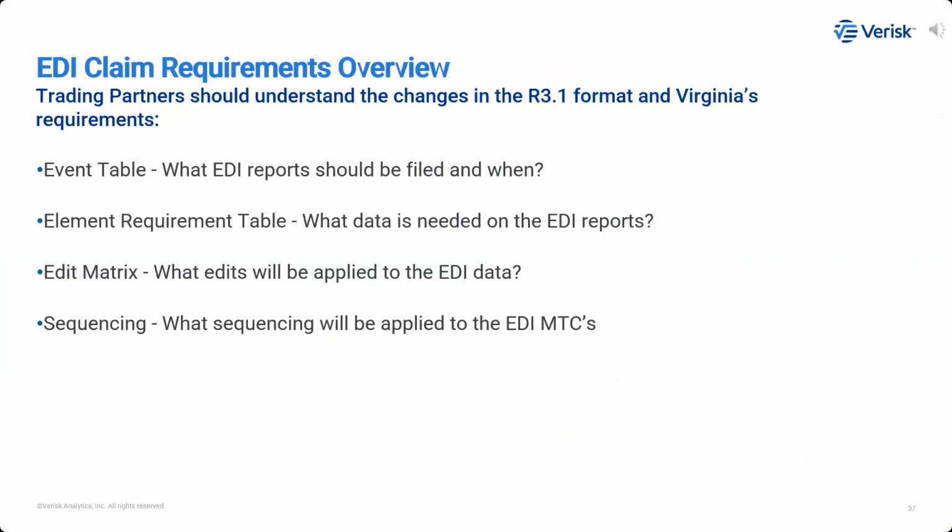The overview contained in the next several sections will provide you with information such as the event table, what EDI reports should be filed and when, the element requirement table, what data is needed on the EDI reports, the edit matrix, what edits will be applied to the EDI data, and sequencing, what sequencing edits will be applied to each EDI MTC.